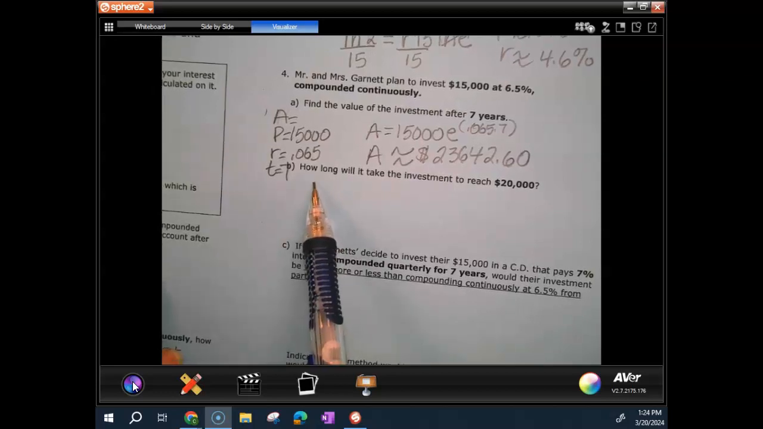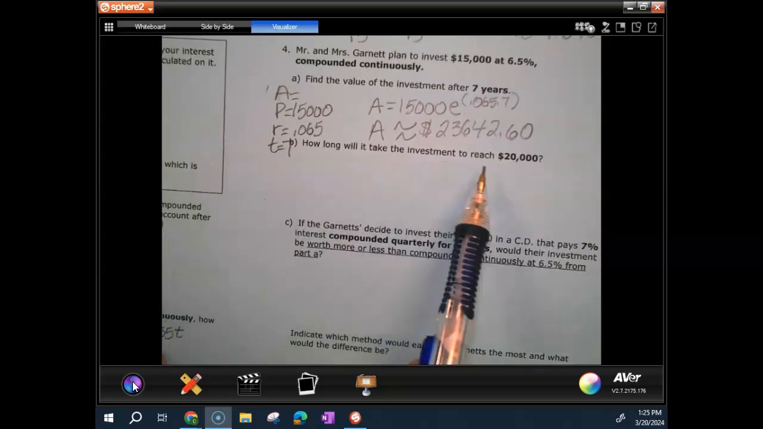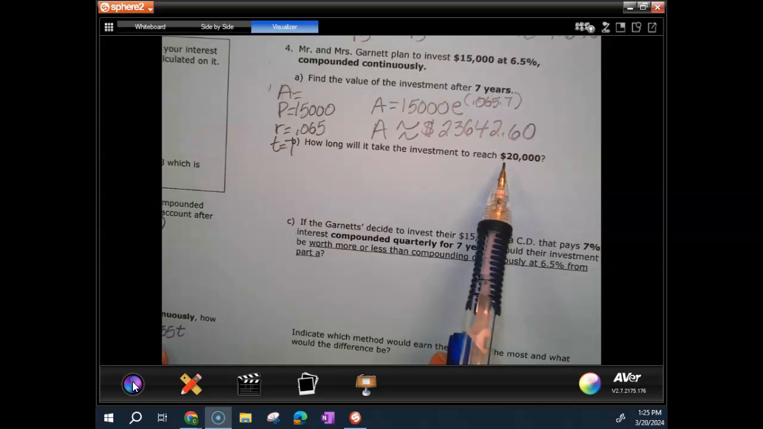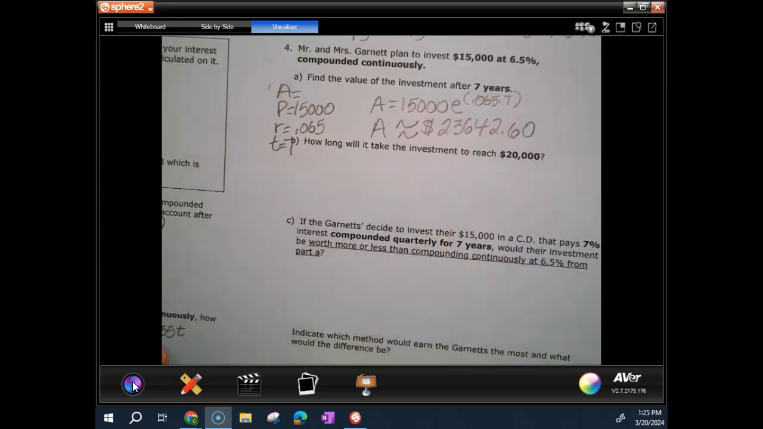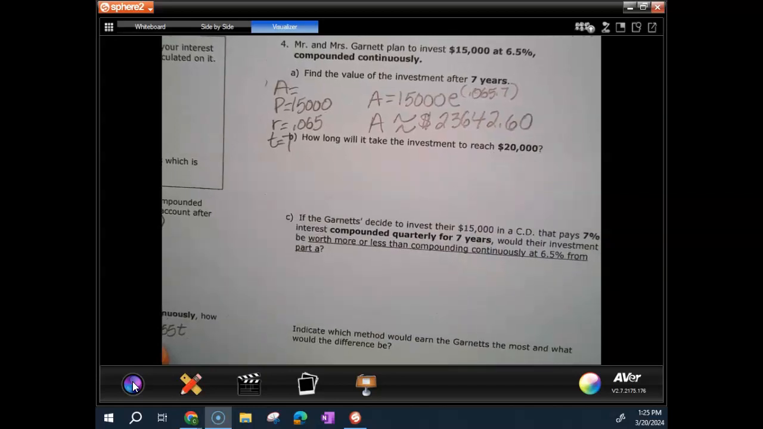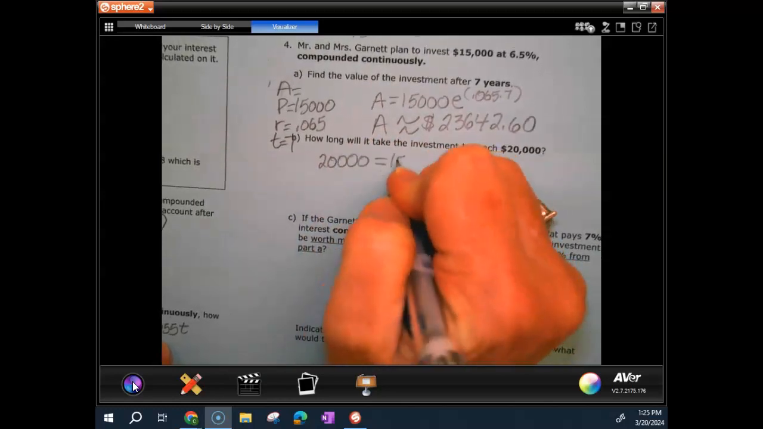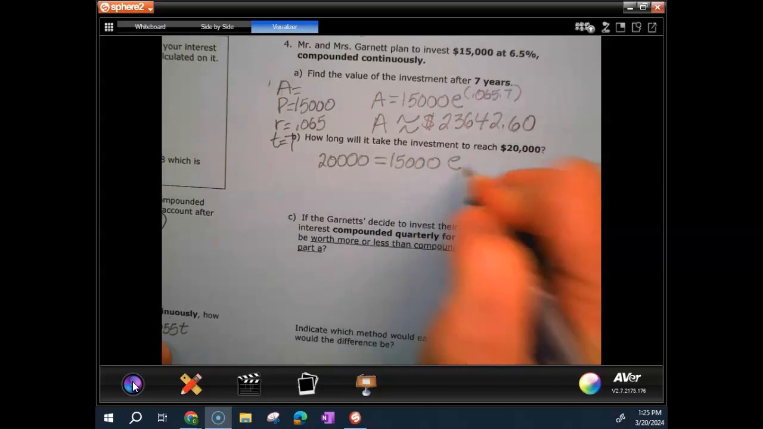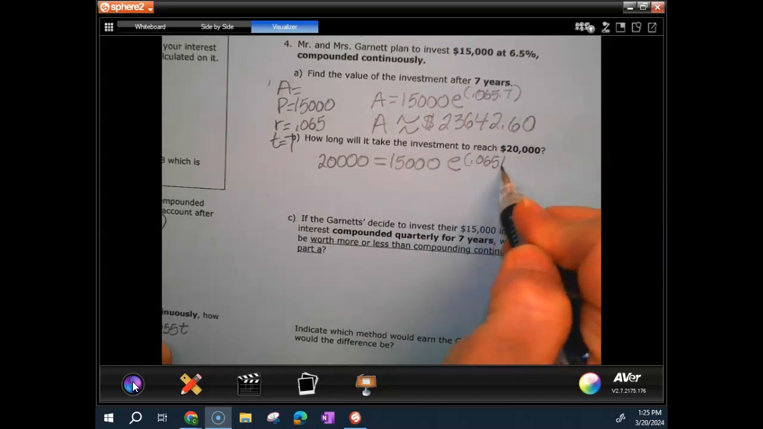So part B is asking me, how long will it take the investment to reach 20,000? So what is 20,000? Is it A, P, R, or T? A. So this time we're looking for the T, right? So I'm going to do 20,000 equals 15,000 E, and the rate is still 0.065, but we don't know the time.